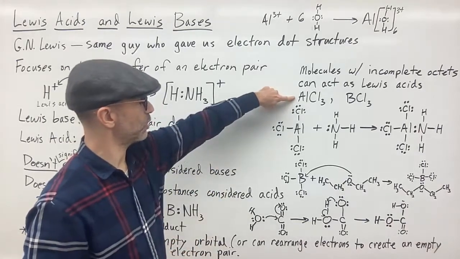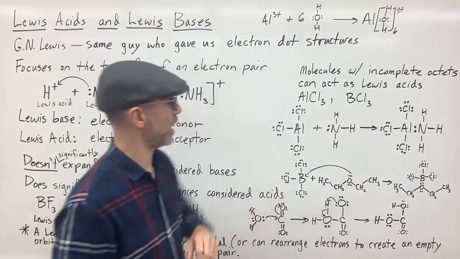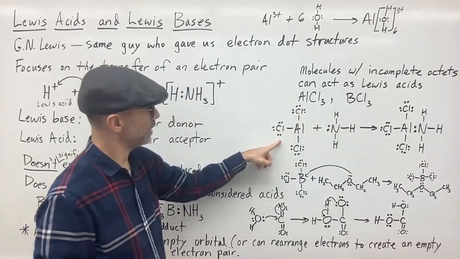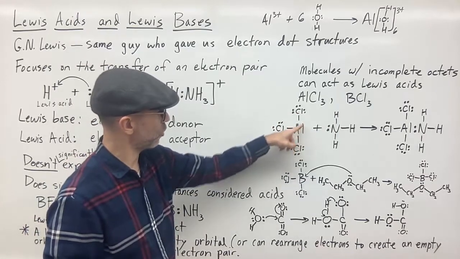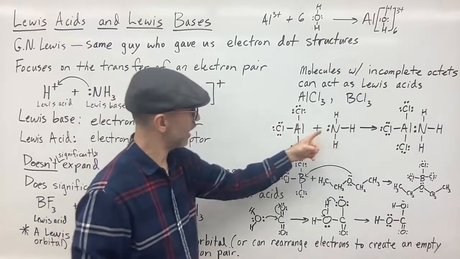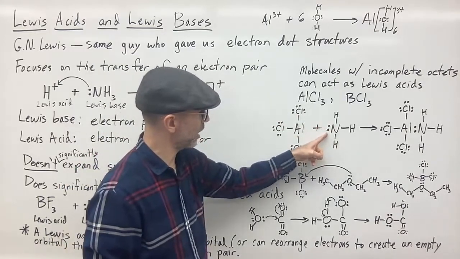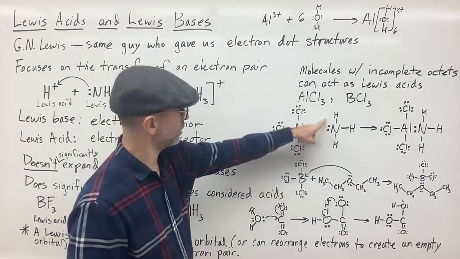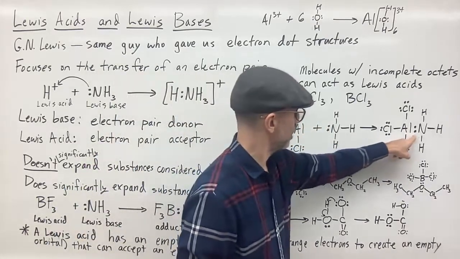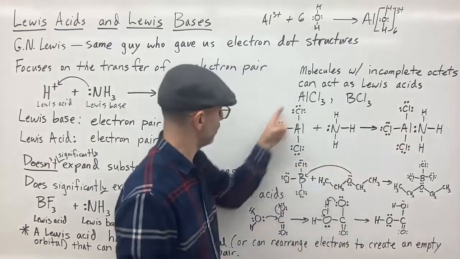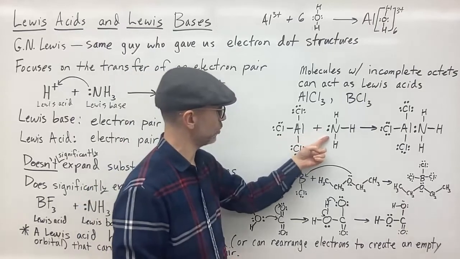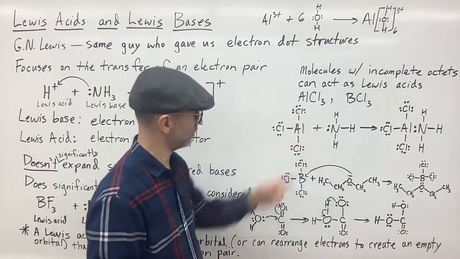So we have aluminum chloride and boron trichloride. So here we have aluminum chloride here. So it has an empty orbital. It can accept electrons. So the lone pair, the electron pair here in the ammonia, can then be donated to the empty orbital, and then you create a bond. So now this is acting as the Lewis acid, and this is the Lewis base. So now this is an acid.